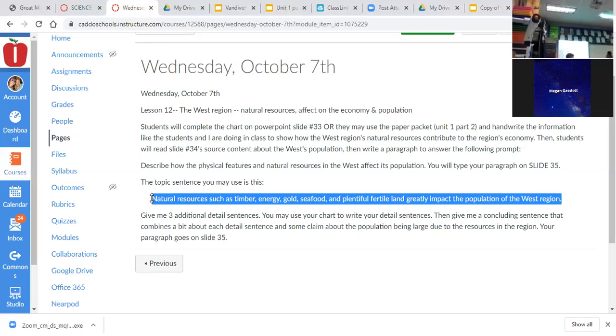Okay, so I've changed the headings. Instead of putting wood, you know how we have wood in your chart? I changed it to timber because it sounds a little bit nicer. But timber and wood are the same thing.